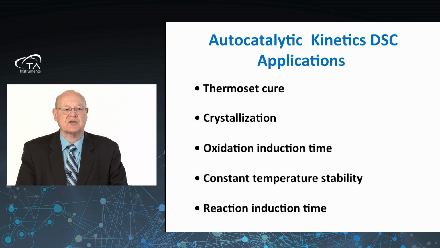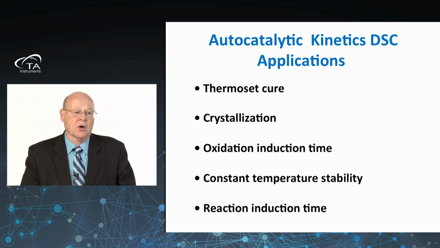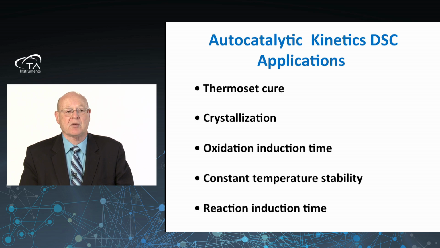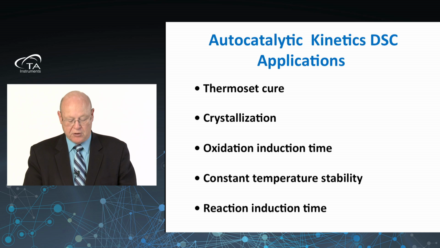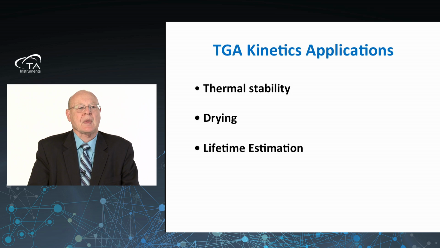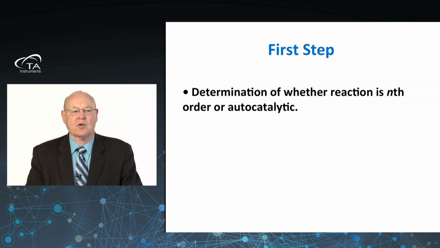Autocatalytic reactions are more interesting but more difficult to do. Thermoset cures, crystallization, induction time reactions, either oxidation induction or reaction induction time, constant temperature stability reactions are all autocatalytic in nature, where we're either dealing with a more complex reaction or a high energy reaction. TGA kinetics have all of these examples, but they have the one big advantage of being applicable to lifetime testing. The first step in the practical part of determining kinetic parameters is the determination of whether we have an nth order or an autocatalytic reaction.